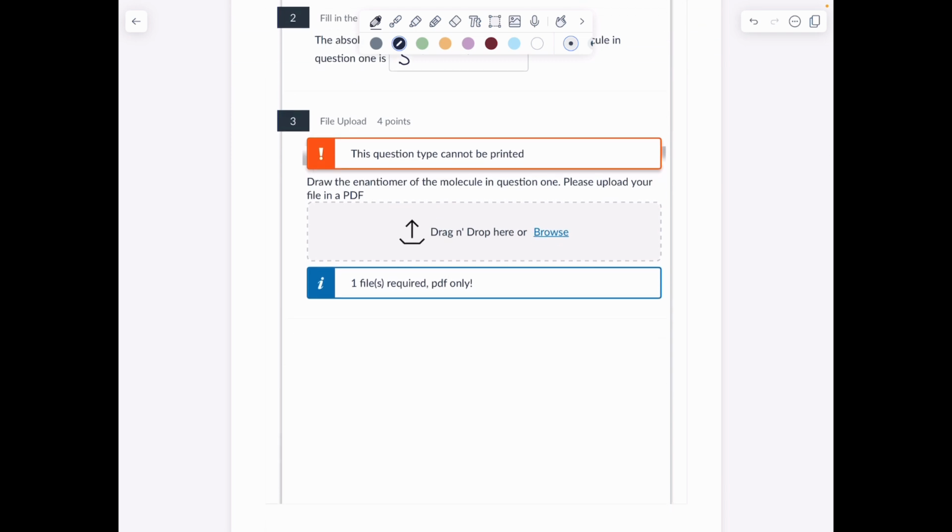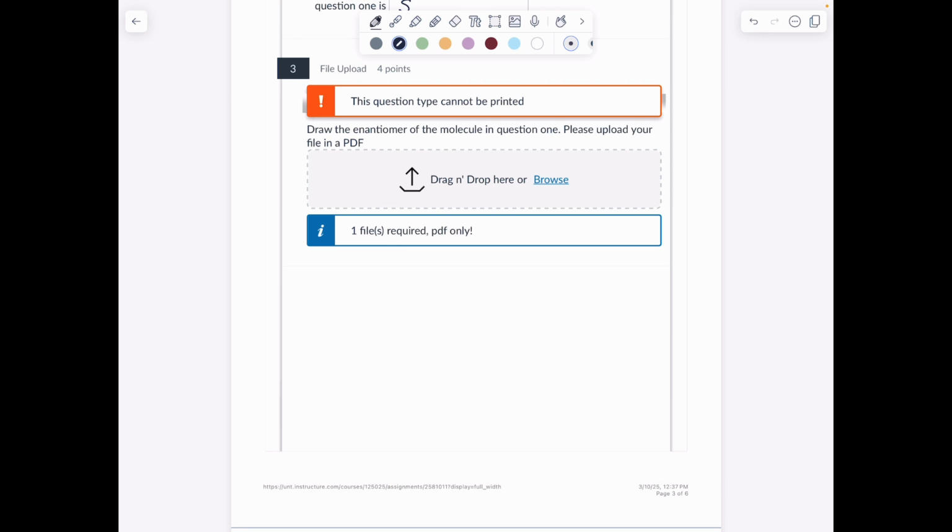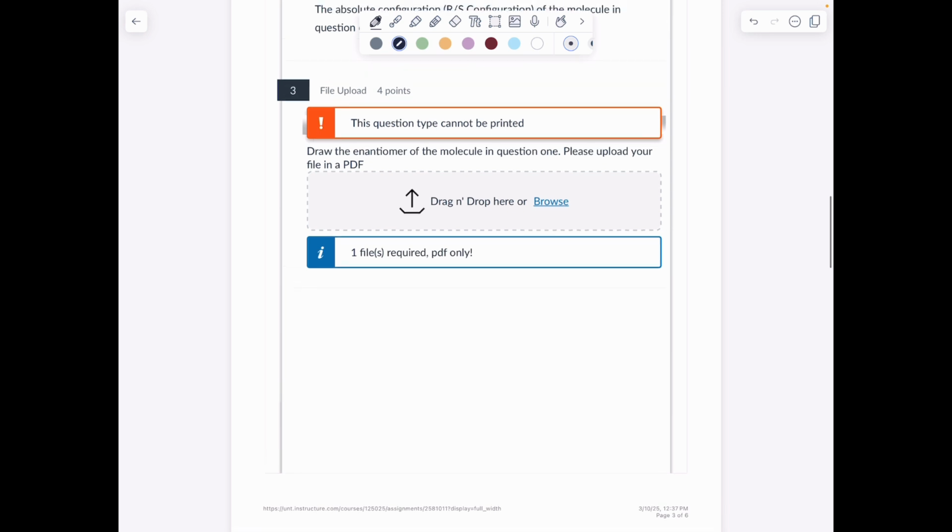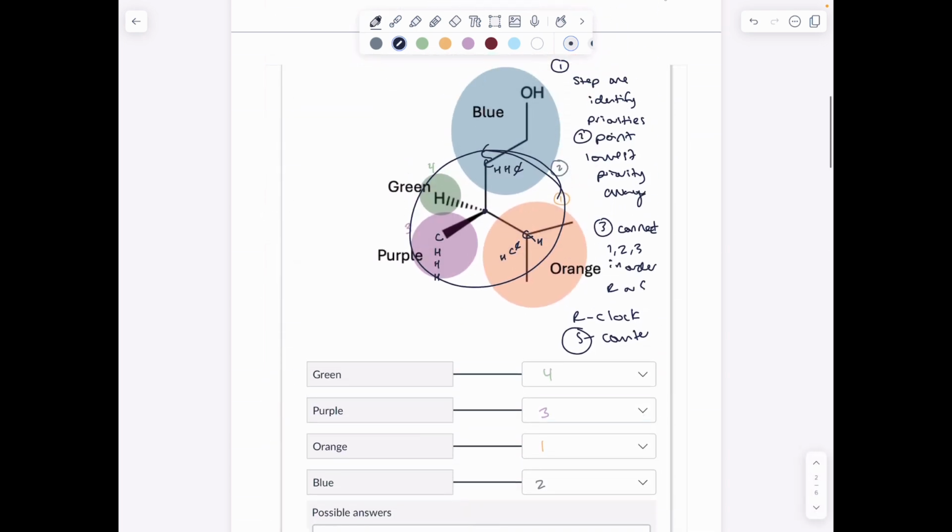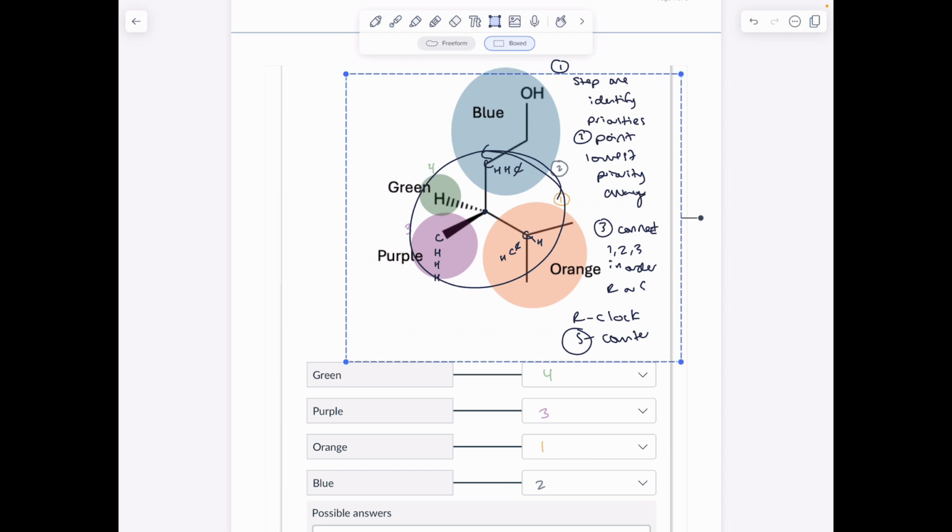Okay, this next one, you are supposed to draw an enantiomer of the molecule in question 1 and upload your file as a PDF. So I'm going to go ahead and erase my work here so that I can start from scratch and show you how I would approach this.